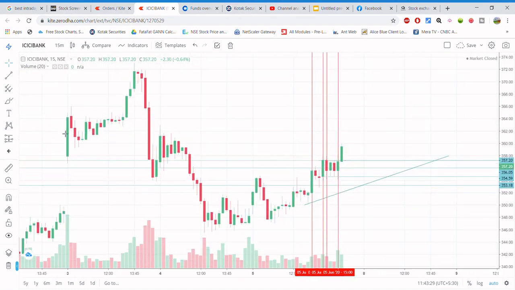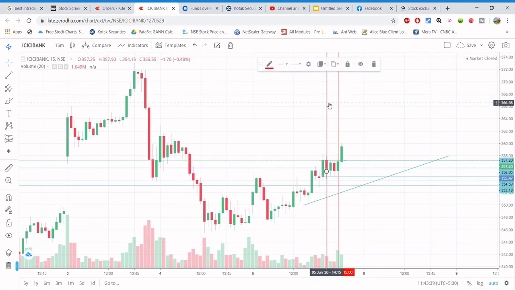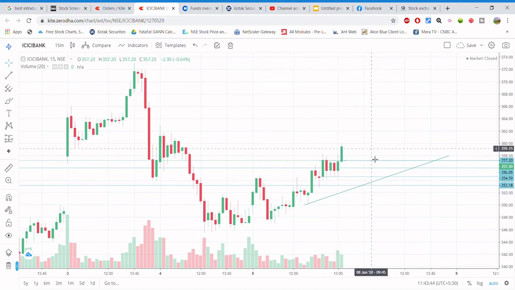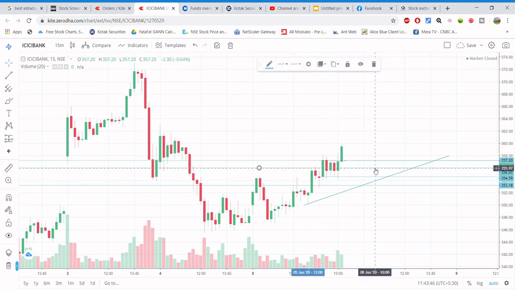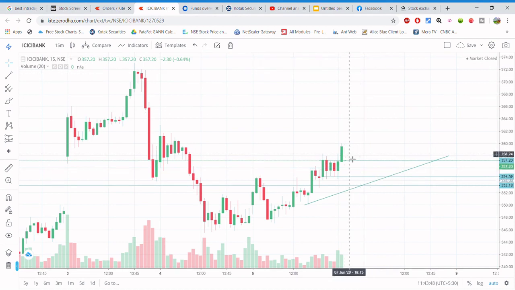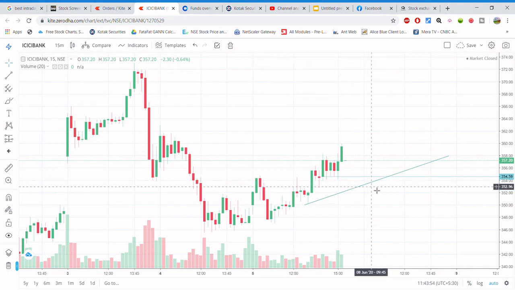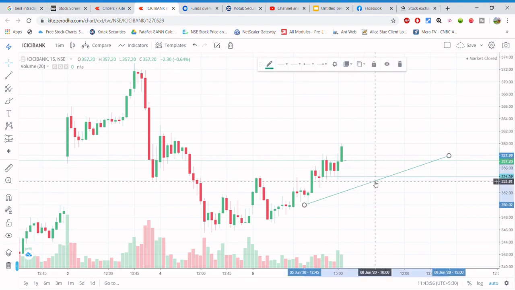Alright, I'm just going to remove all these things. Let me make this clear, this clear, and then this one also clear. Okay. These candles look interesting and promising for me.